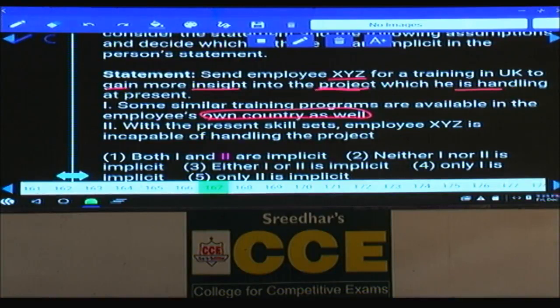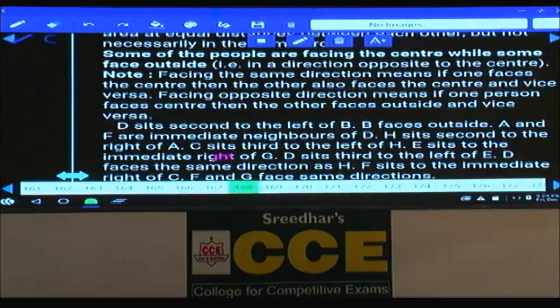Then hence what is your answer? Neither one nor two. It is given in choice 2. Now this is about question number 167. Then 168 to 172. Tell me what is information given here.